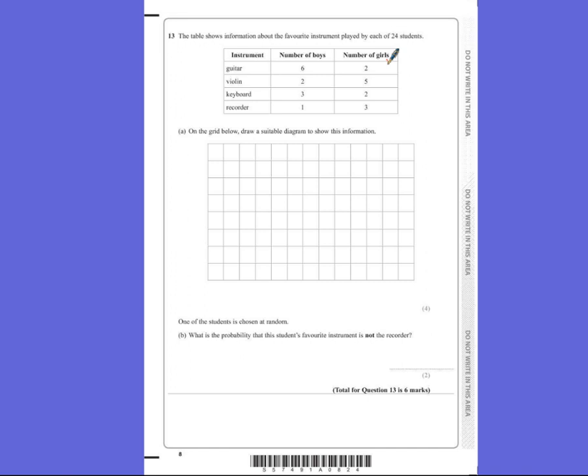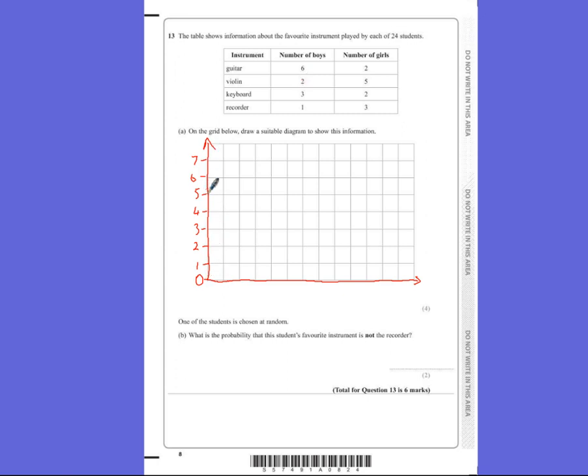So to set our dual bar chart up, first of all we need some axes. I'm going to use the full axes here. And it's really important that when you number the side, we start at 0 and then 1 on each square. 2, 3, 4, 5, 6 and 7. We only need to go up to 6, so we're absolutely fine with that. Just check that. You might have to go up in 2s, but really important to check.